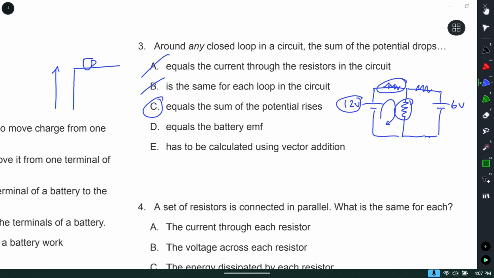It does not have to equal the battery EMF because there could be, for instance, more than one battery. There could be other kinds of things producing an EMF. Lots of reasons it does not add up to necessarily 12 volts. It could be a different number if we've got more things going on in the circuit. And we don't use vector addition for this. That's why we like it, because it is much simpler than all the field stuff where you do need vector addition.